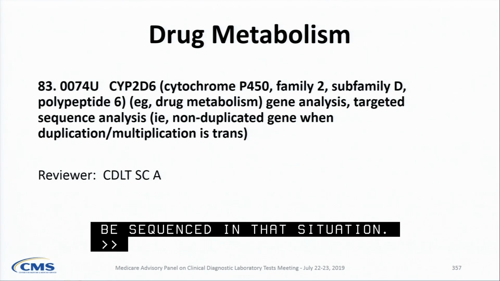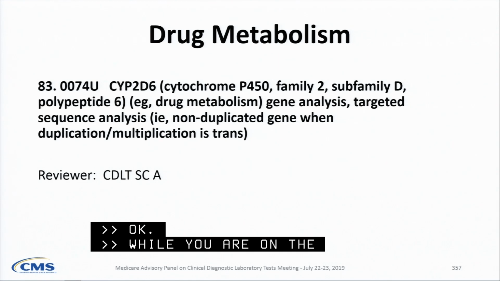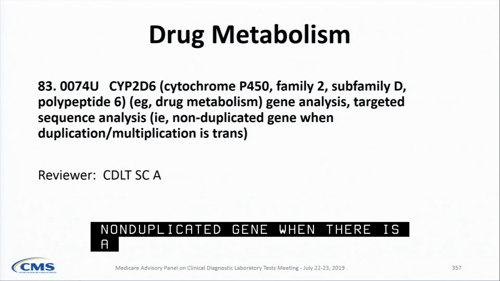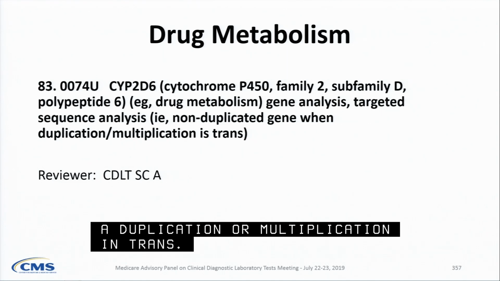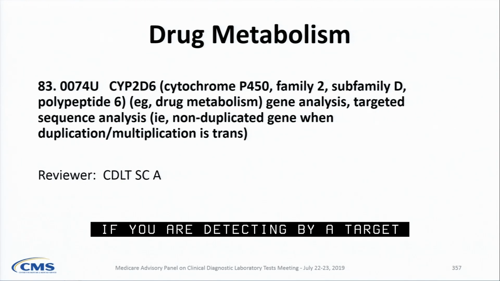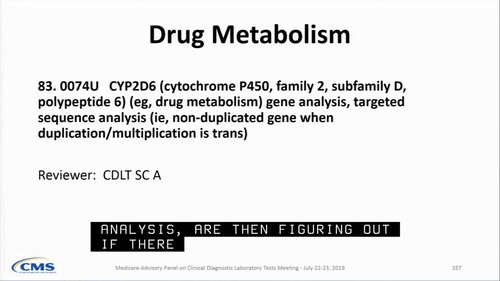And so while you're on the line, so are you sequencing the non-duplicated gene when there's a duplication in trans or a multiplication in trans. If you're detecting by a target analysis or something, a star allele, are you then figuring out if there is a variant such as star 4 on the duplicated allele?